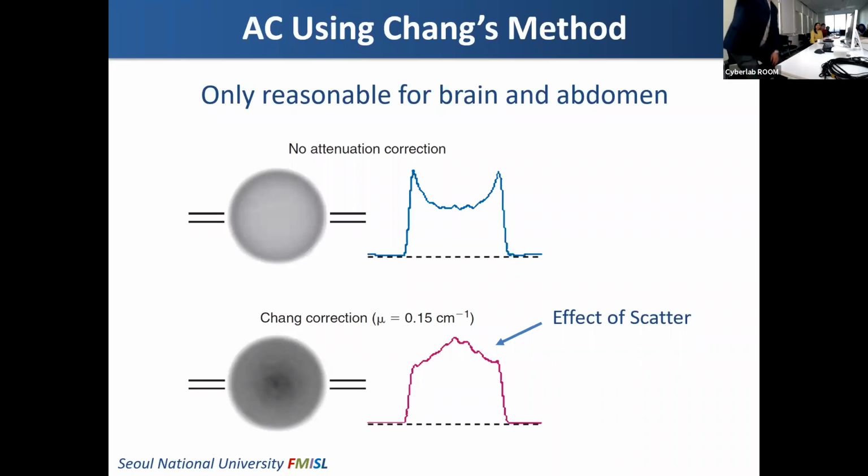This is the profile of the phantom that was reconstructed without attenuation correction, and this is the image generated after attenuation correction based on Chang's method and narrow beam, the attenuation coefficient measured with narrow beam. In this case, we expect a very uniform profile, but the activity at the center is overestimated.